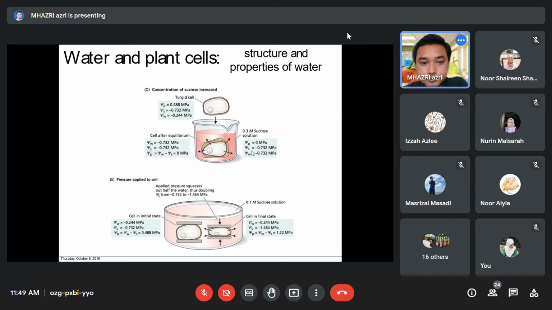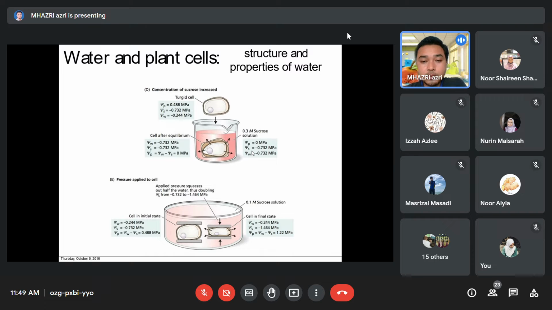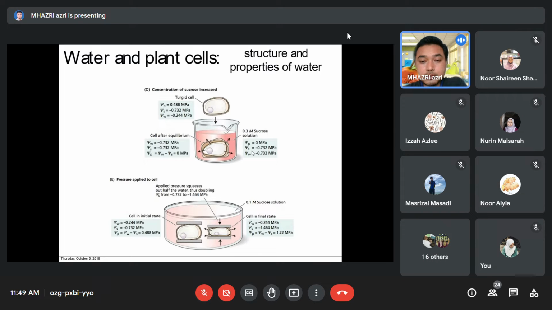Kan? Faham tak? Osmosis. Apa maksud osmosis? Movement of water from higher to lower. Movement of water from higher water potentials to lower water potentials, ataupun movement of water from higher concentrations of solutes to lower concentrations of solutes. Okay, kalau water from higher potentials to lower potentials.